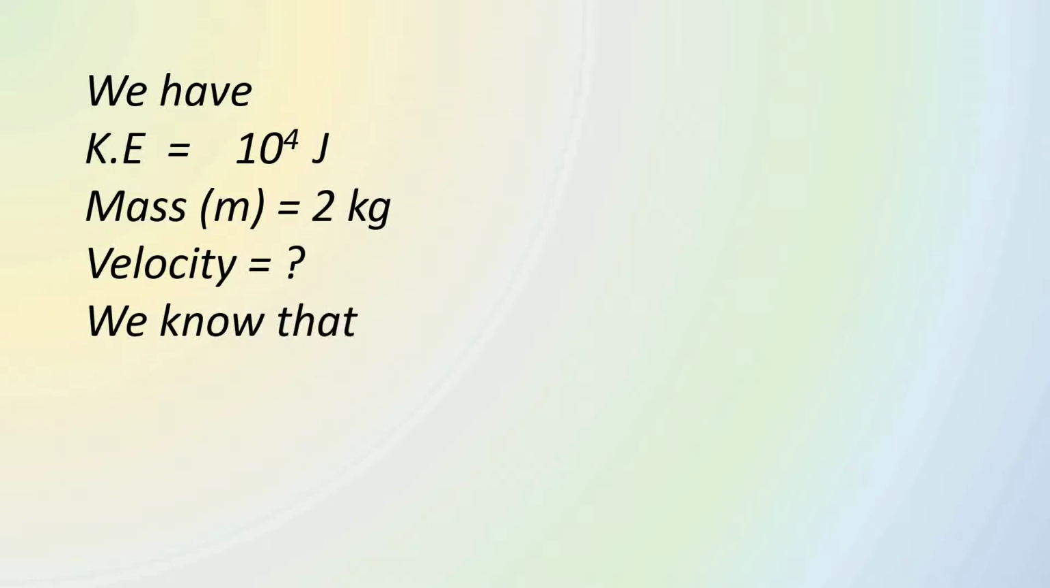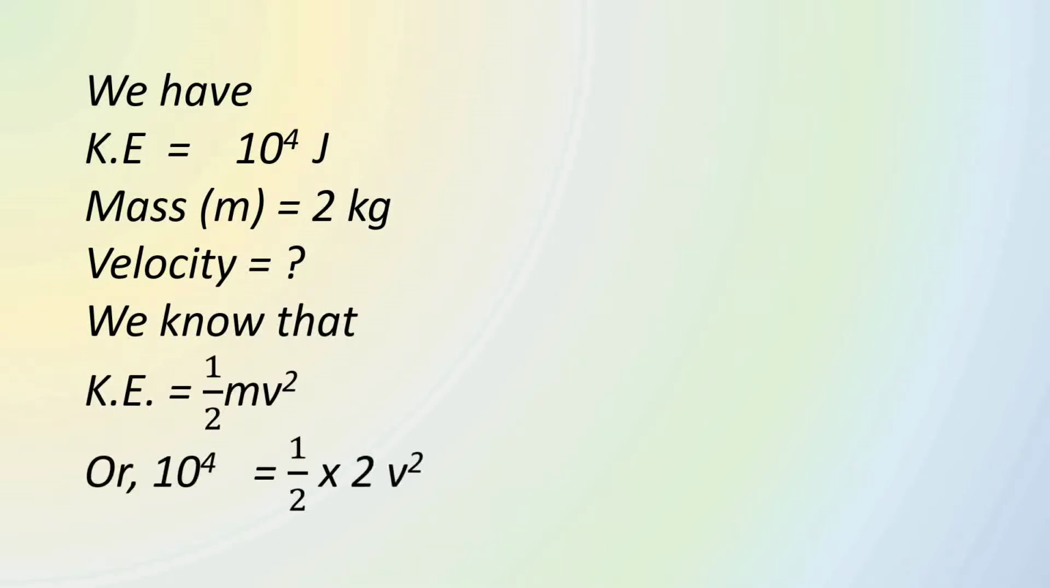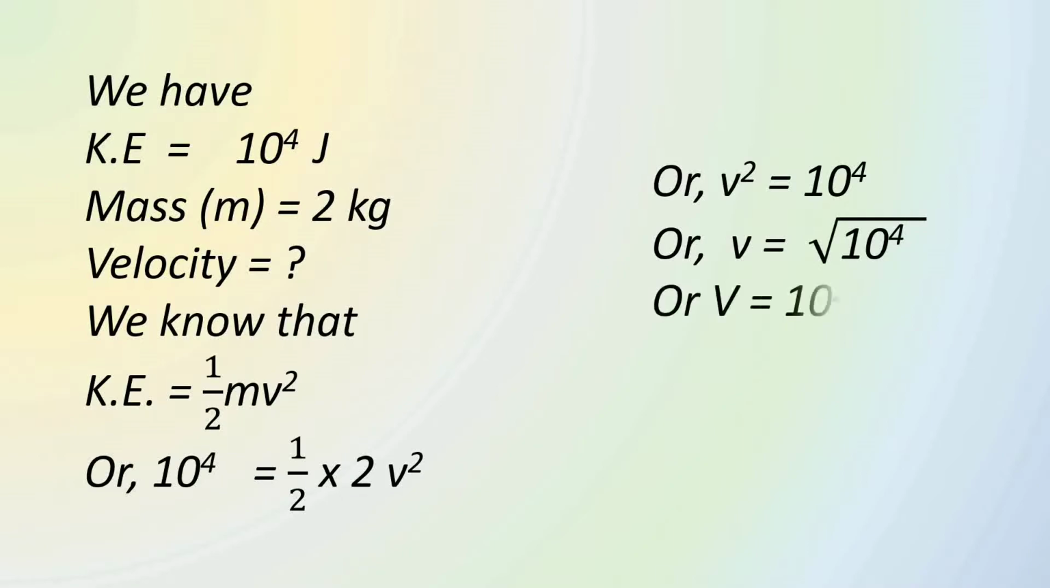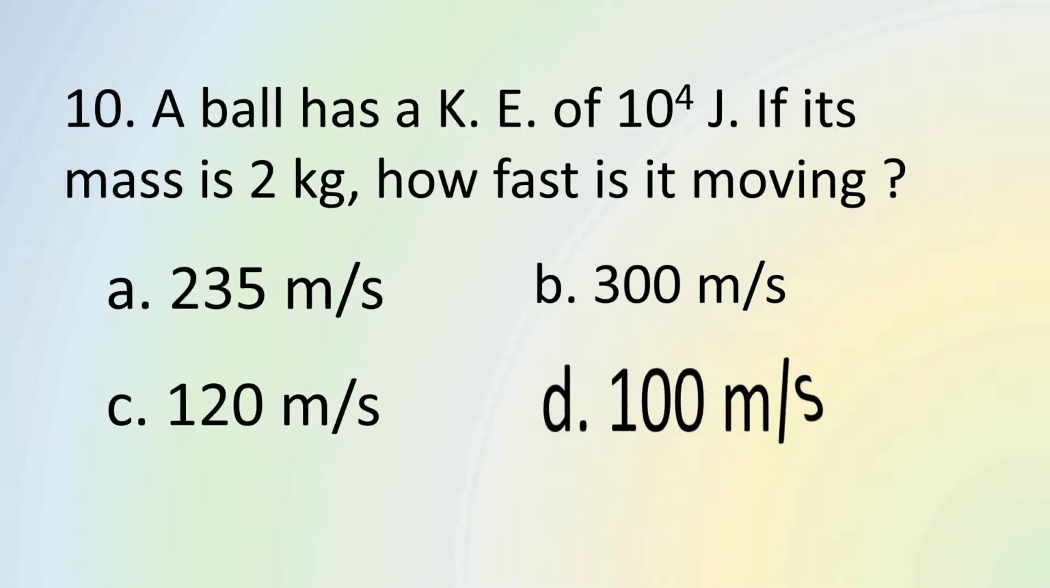We know that kinetic energy is half of the product of mass and velocity squared, or 10 to the power 4 equals 1 by 2 into 2 into v square, or v square equals 10 to the power 4, or v equals square root of 10 to the power 4, which is equal to 100 meter per second. So the object with mass of 2 kg is moving with a speed or velocity of 100 meter per second to acquire 10 to the power 4 joule of kinetic energy.